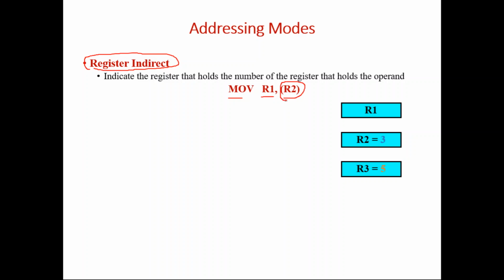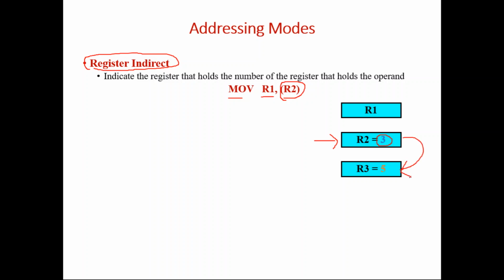So what does it mean? When you specify R2 within brackets, it means R2 contains some value, right? Let us assume R2 contains the value 3. If R2 contains 3, it is referring to register 3. It is something we are using like a pointer. If R2 holds the value 3, that means we are using R2 as a pointer. Pointer to where? Pointer to register 3.